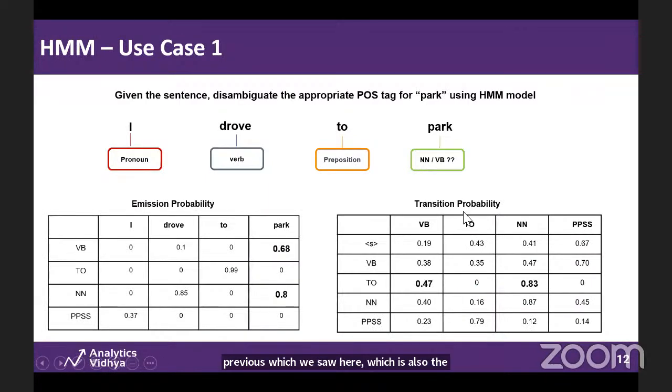Which is why your transition probability comes into the picture. Here what we are trying to do is, given my current word is a noun, what is the probability that it is a noun given my previous word is a preposition? If you look at this probability, it essentially says that there is an 83% chance of the current word being a noun given my previous POS tag is a preposition. Similarly, there is a 47% chance of the current word being a verb given my previous POS tag is a preposition. Is this clear before I move ahead with the calculation?